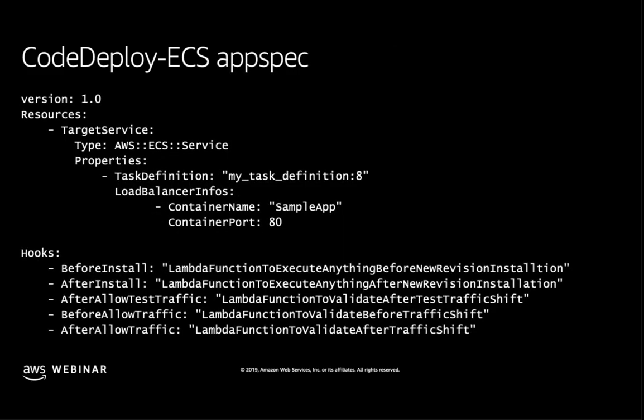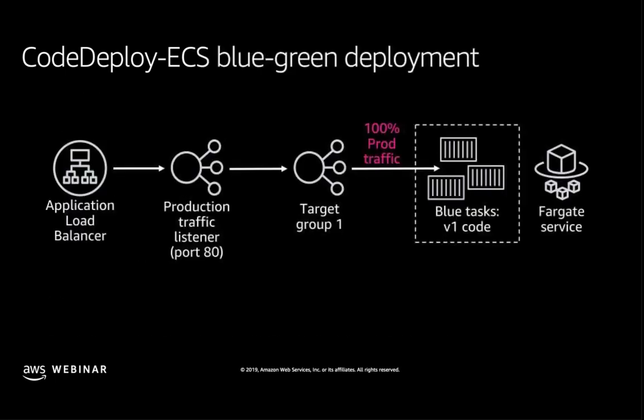Let's take a look at an app spec file for ECS. So if we're deploying to ECS, here we're defining the service, what it looks like in ECS, what the task definition we want to use, and the load balancer we want that service to be attached to. And then we define our lifecycle hooks. And so these hooks are our Lambda functions. So we'd have to write little Lambda functions to basically check our application at each of these lifecycle hook stages.